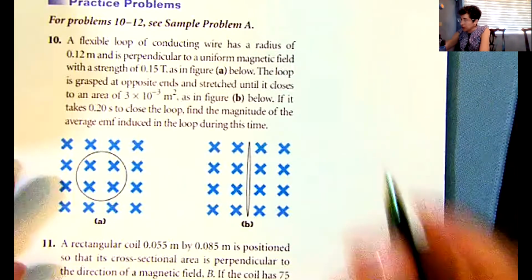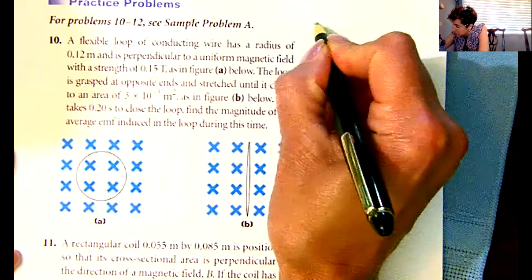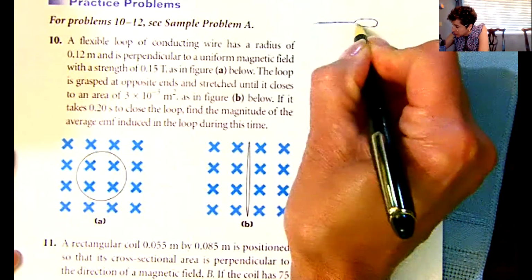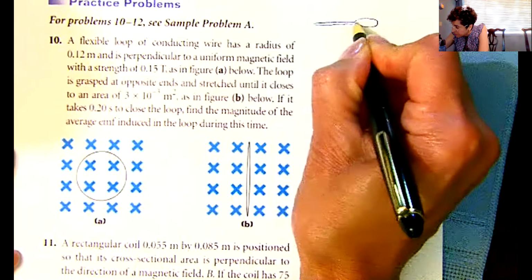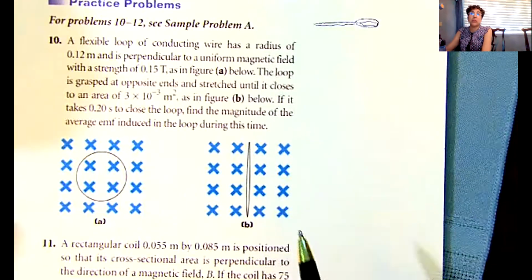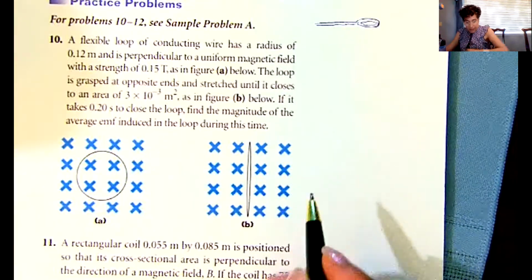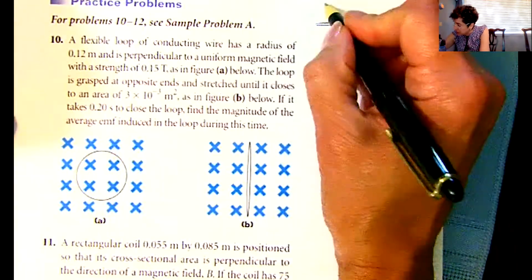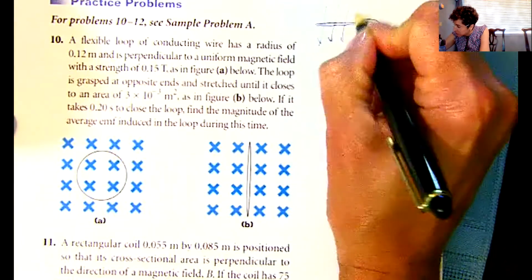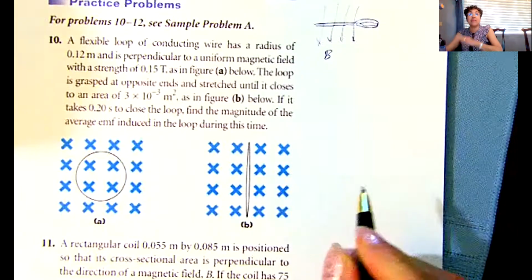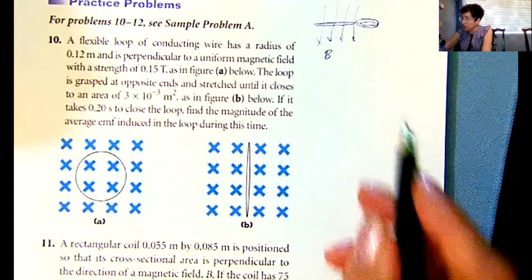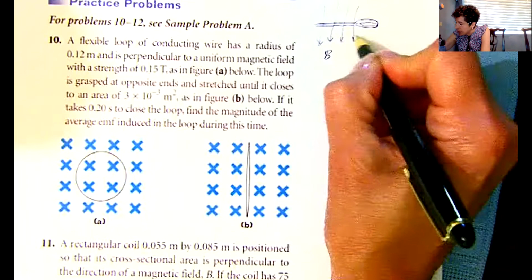So I immediately drew something like this. There's my loop. It's kind of a loop. I have it laying down, and let's say my magnetic field is pointing down in this direction. Okay, so I have 90 degrees. Always got to be 90 degrees to have the maximum amount of change.